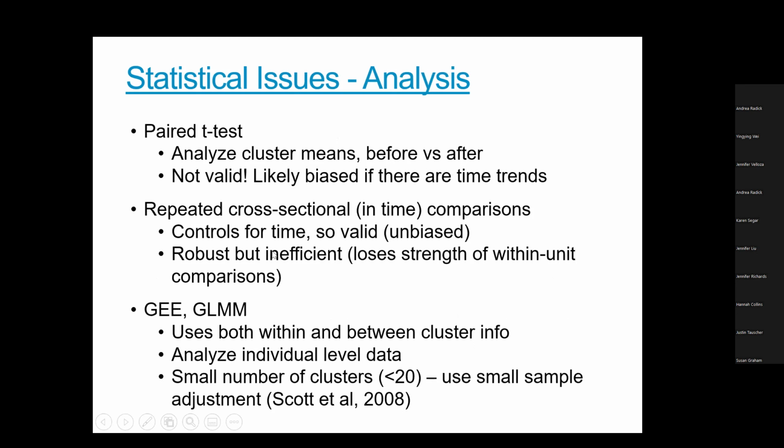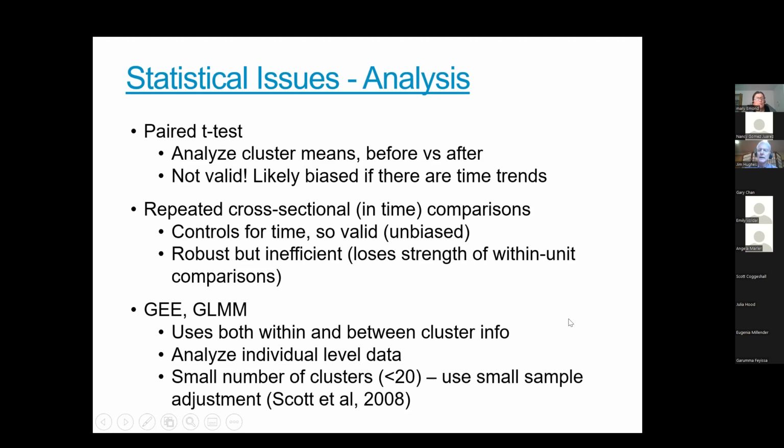Okay, how do we do analysis of these trials? Well, the one thing that would be tempting to do, but that you don't want to do, is something like a simple paired t-test. Before, when we were talking about cluster trials, we talked about creating a cluster summary. Well, you could think in a stepped wedge, maybe I could just create a cluster summary for the control period and a cluster summary for the intervention period, and just do a paired t-test on those cluster summaries. But again, that's not valid. It will likely be biased if there are any underlying time trends, because the intervention periods always come after the control periods. So we can't do that.